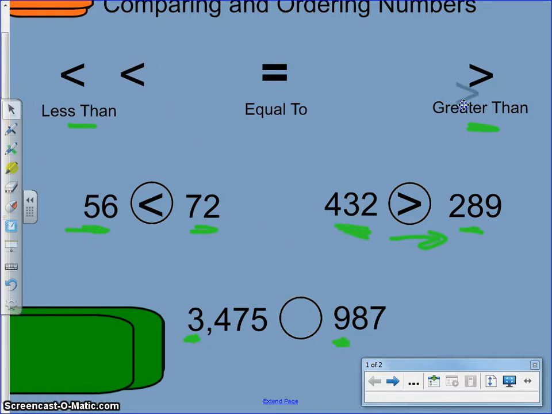3,475 is greater than 987. So make sure you're really paying attention to the numbers and the digits and what place value they have when comparing numbers. Now let's take a look at ordering numbers.